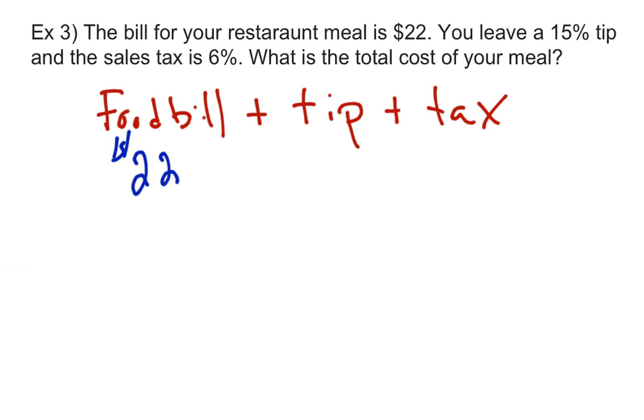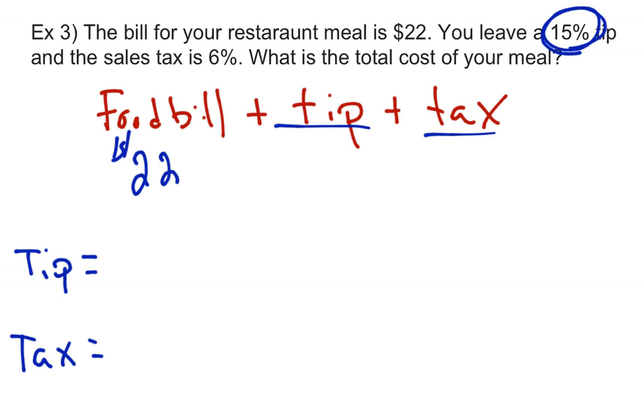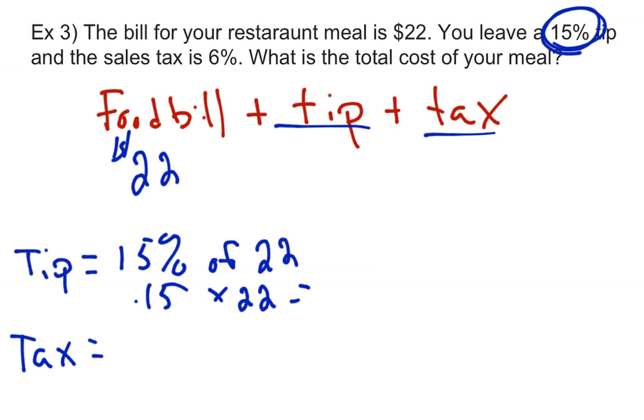Okay, so that's good. What I still have to find out is the tip and the tax. So it's kind of like doing 2 problems: one problem for the tip, one problem for the tax. Well, for the tip, the percent that you're going to leave is 15%. If I say the tip is 15% of what the bill is, that makes it 15% of 22. Then if I do that problem, that becomes 0.15 times the 22, which says that a tip of $3.30 would be appropriate.